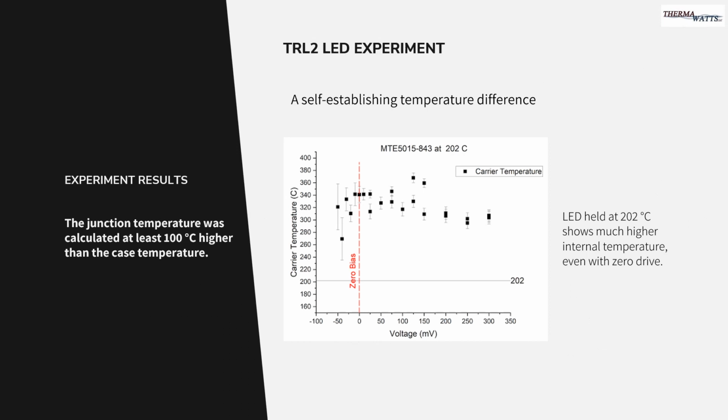We heated an LED to 202 degrees C and observed the light it gave off. We measured the temperature of the light as shown above. The light temperature was much hotter than 200 degrees C, even with zero bias. The temperature difference had to be self-establishing. If there's a temperature difference, we can run a heat engine. This is the basis of our device.